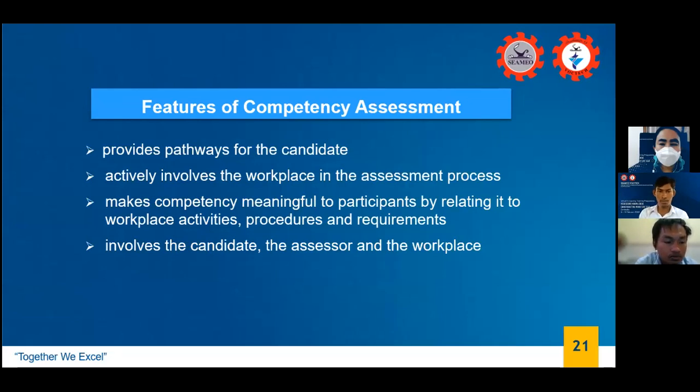When you say it involves the workplace in the assessment process, mainly TVET assessment or competency assessment, it involves our industry partners. When we send students for job placement or industry attachment, we get the feedback of the supervisors. At the same time, we also get the feedback of industry experts to make sure that the contents of our training materials capture the requirements of the specific industry.